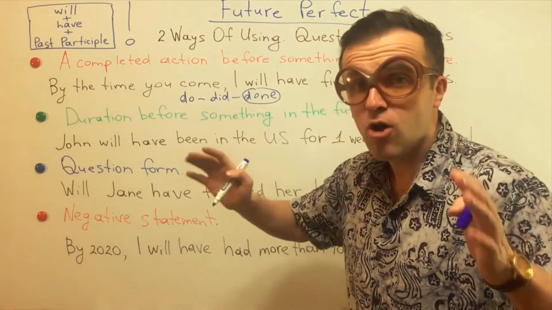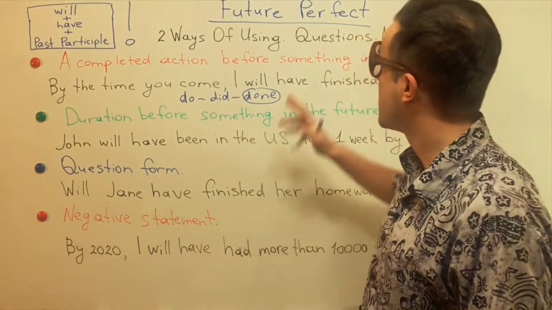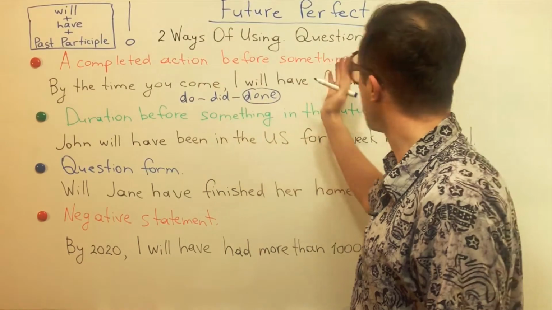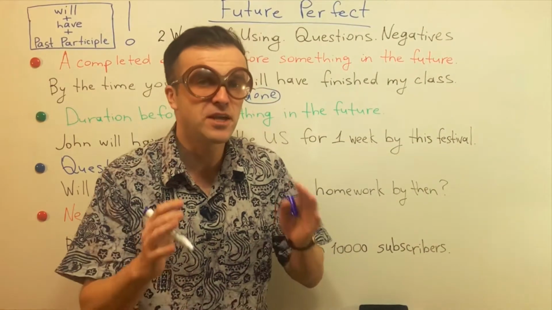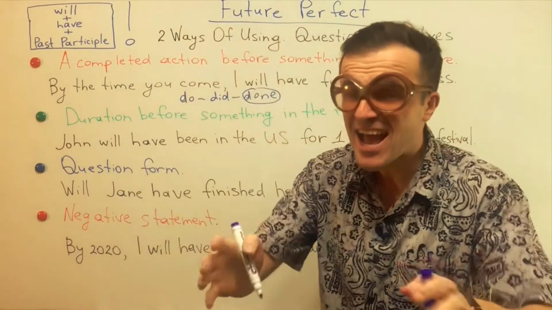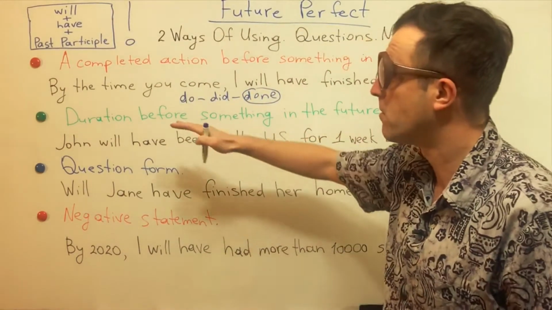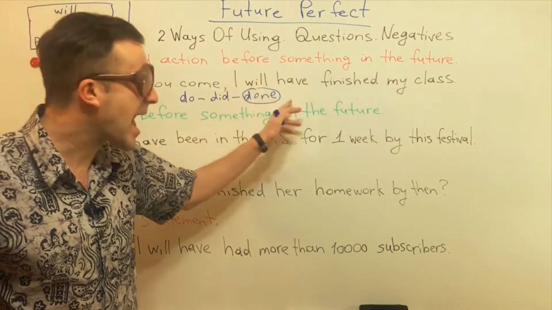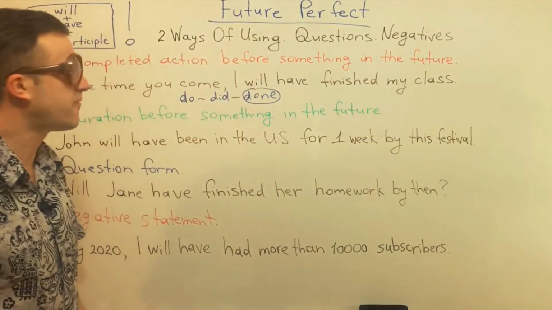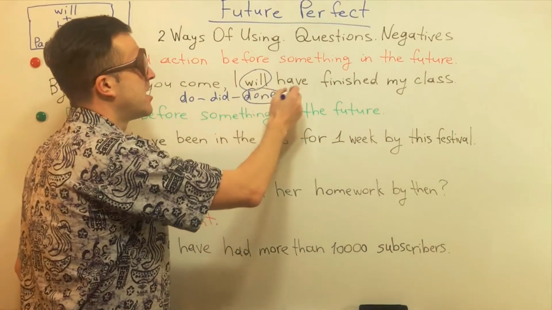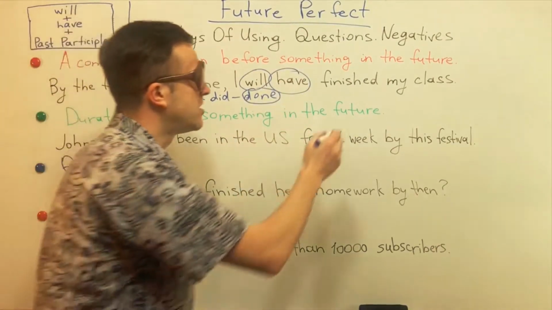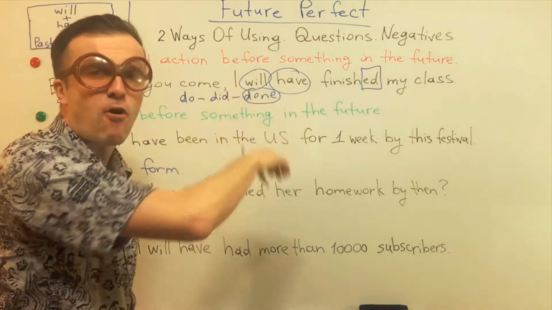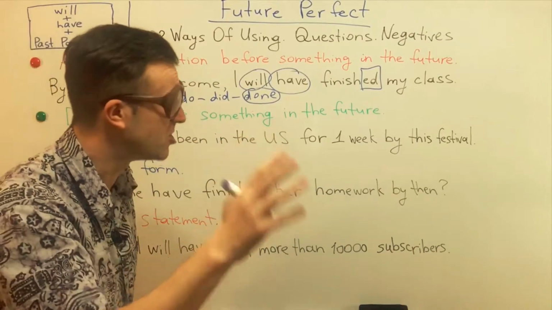So let's move on to the first way of using the future perfect. First way: it's a completed action before something in the future. So let's move on to the example. By the time you come, I will have finished my class. So don't forget to use will, have, and finished, with the ed, because finish we put in the third form. In the third, not second, but third.